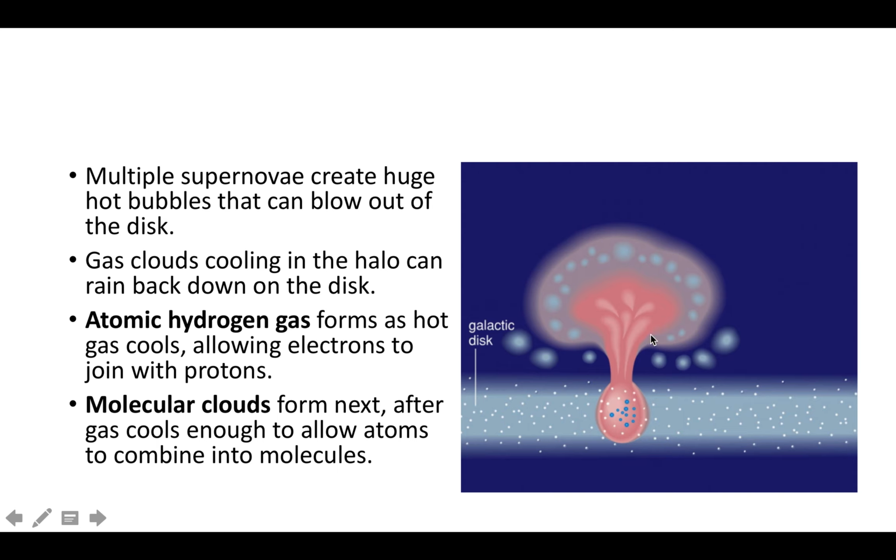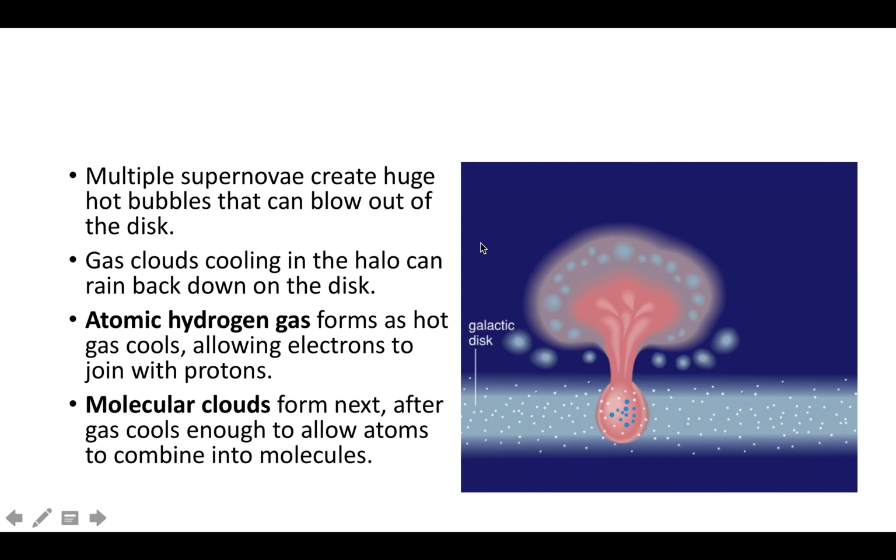And so the hot gas in the bubble can cool and form clouds, and those cool clouds then rain back down onto the galactic disk. And so they actually call this the galactic fountain model, where super bubbles formed by shock waves of many supernova blow this gas out of the galactic disk. It will cool and rain back down on the disk. So that's basically shown in this picture here.